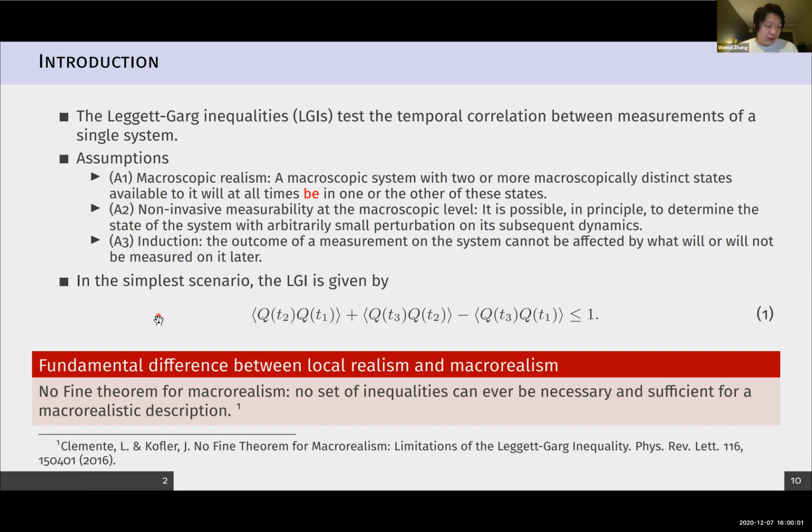Bell's inequalities are related to entanglement. Similarly, the Leggett-Garg inequalities are related to what is called entanglement in time. But there are nuanced differences between these topics, so I highly encourage everyone who is interested to read more on them.